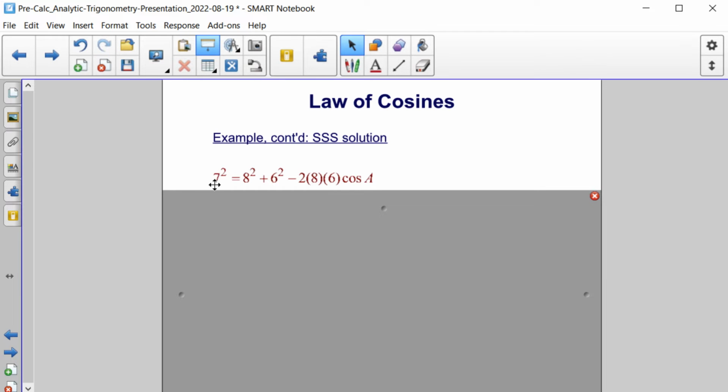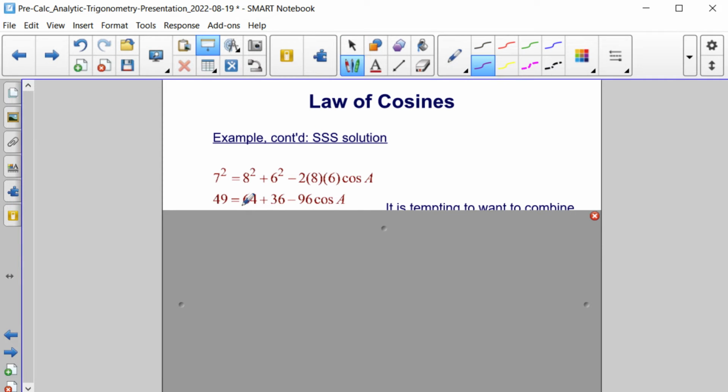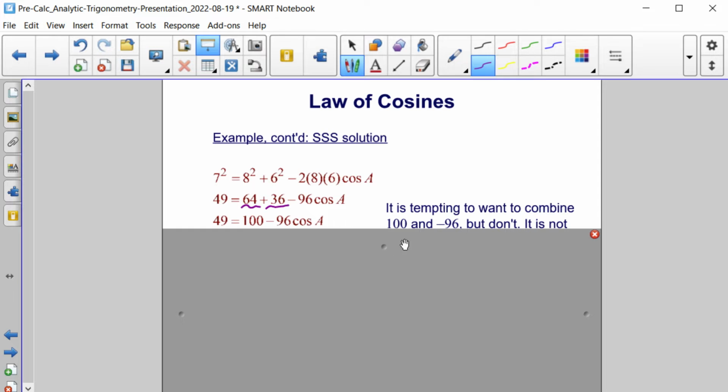We'll begin by evaluating our exponents and finding the product. So we'll have 49 is equal to 64 plus 36 minus 96 times the cosine of A. And then we can combine our like terms. Our like terms are 64 and positive 36. When we add those together, we'll end up getting 100. And then we still have to keep minus 96 times the cosine of A as a separate term.